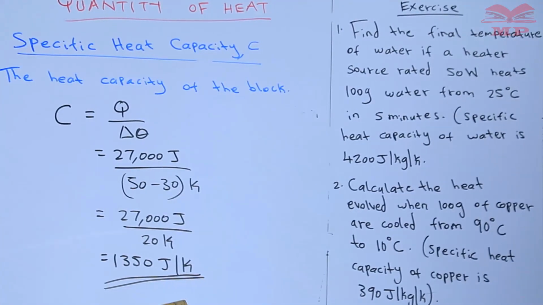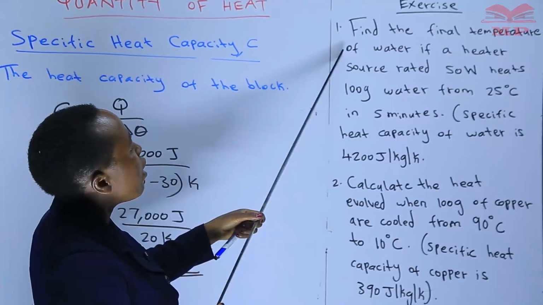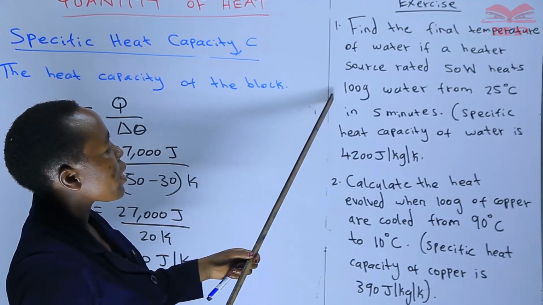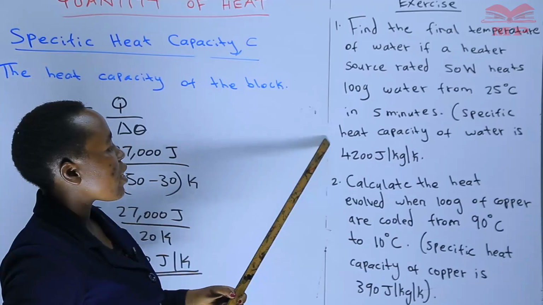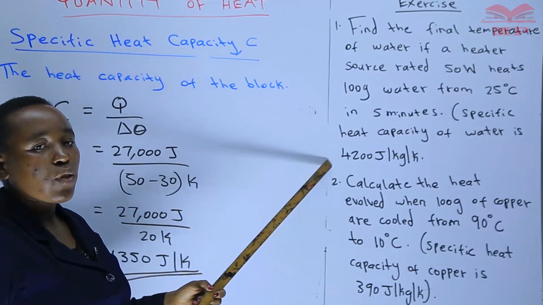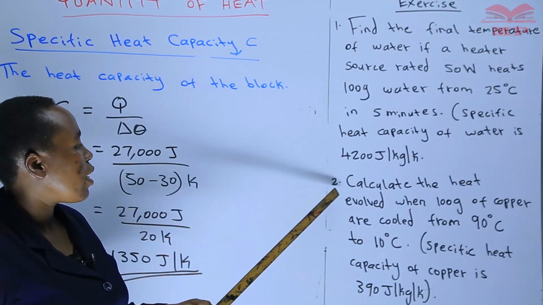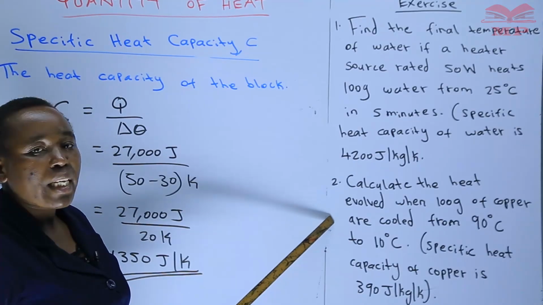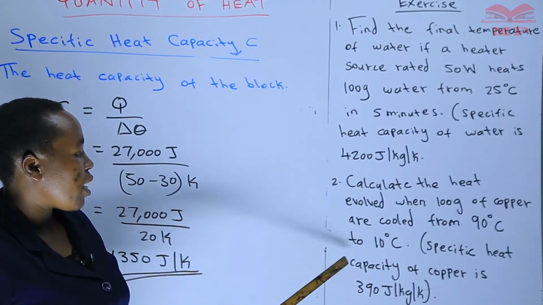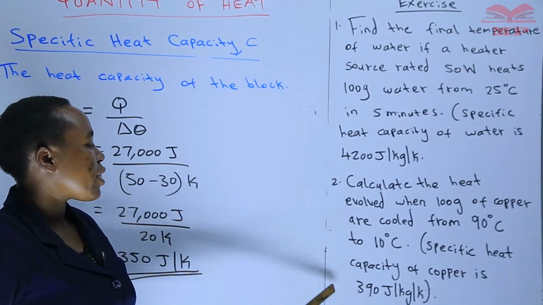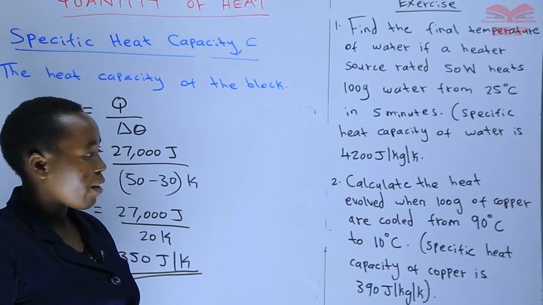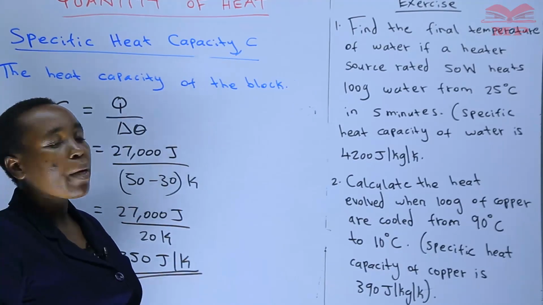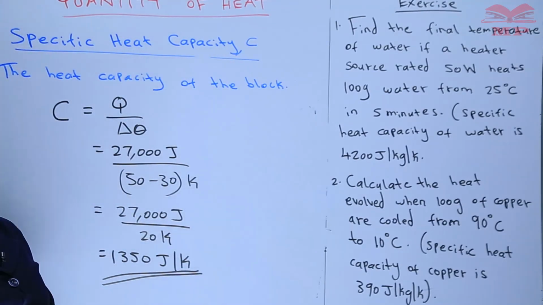So that's the exercise. Number 1, find the final temperature of water if a heater source rated 50 watts heats 100 grams of water from 25 degrees Celsius in 5 minutes. We've been given the specific heat capacity of water as 4,200 joules per kilogram per Kelvin. Number 2, calculate the heat evolved when 100 grams of copper are cooled from 90 degrees Celsius to 10 degrees Celsius. And the specific heat capacity of copper is 390 joules per kilogram per Kelvin. So calculate and ensure that in your calculations you remember to express all the units in SI units.